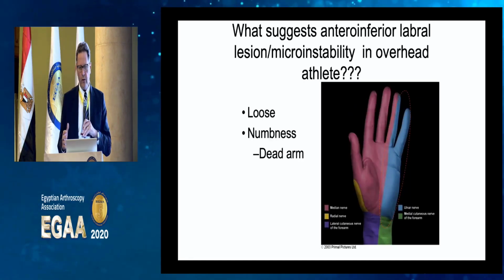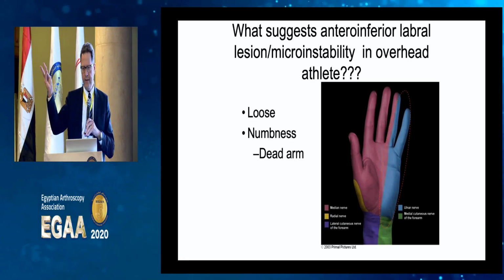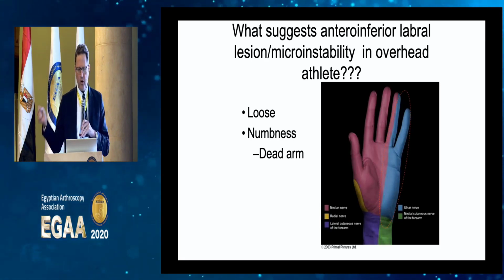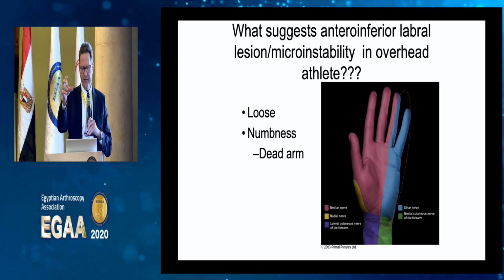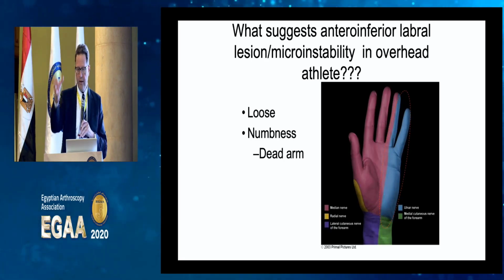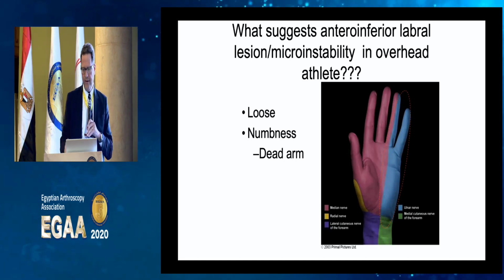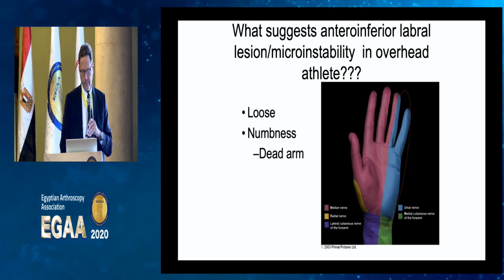When you're trying to diagnose anterior instability in an overhead athlete, many times they will complain of numbness in their ulnar nerve distribution. Their arm feels loose, and they have what's called dead arm syndrome, where they throw and their arm kind of goes dead because they sublux their shoulder. You can pull inferiorly on the shoulder, and it reproduces the numbness in their fingers, which shows you that there may be some hyperlaxity or microinstability of the shoulder.